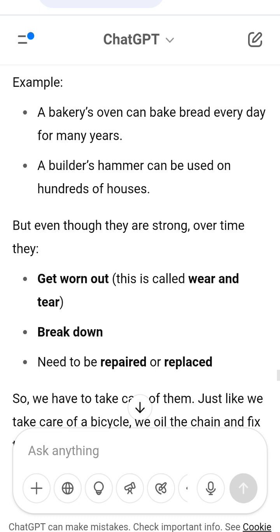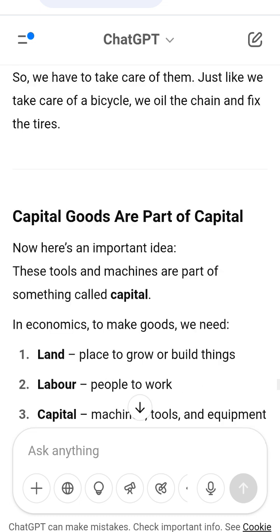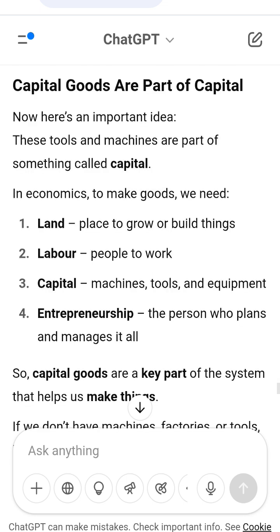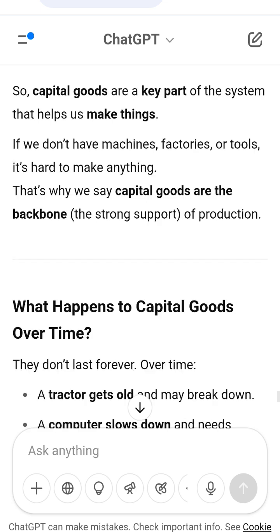Final summary. Very simple. Final goods are goods that are ready to be used. Some final goods are consumer goods. We use them directly, like ice cream, clothes, movies. Some final goods are capital goods. We use them to help make other goods, like machines and tools.